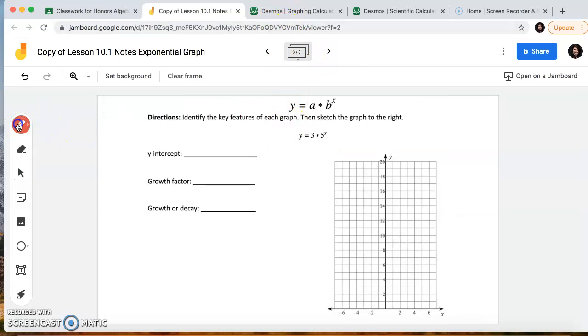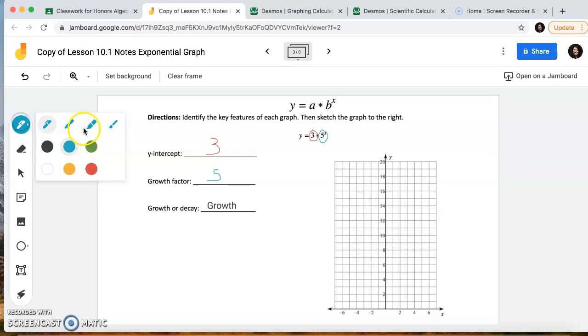Next, we're going to sketch. So we're just going to sketch, not making a table of values. First, it wants us to find the y-intercept, and the y-intercept is 3. Then it wants us to find the growth factor. The growth factor is 5. And then it wants us to decide, is it growth or decay? Well, it is growth because the growth factor is greater than 1.